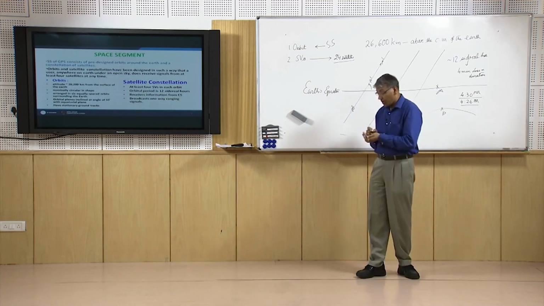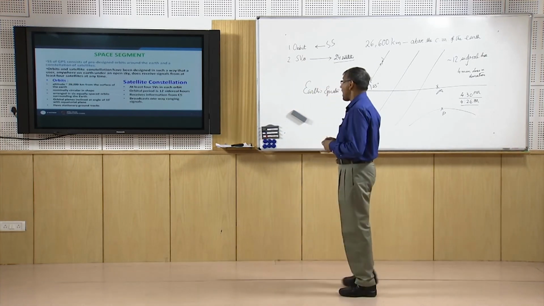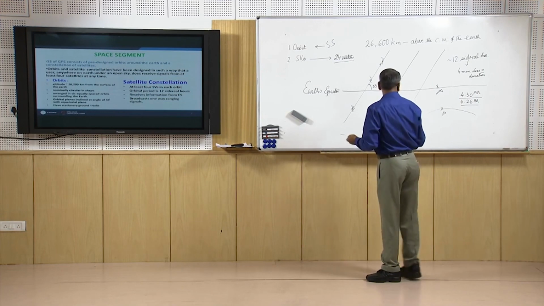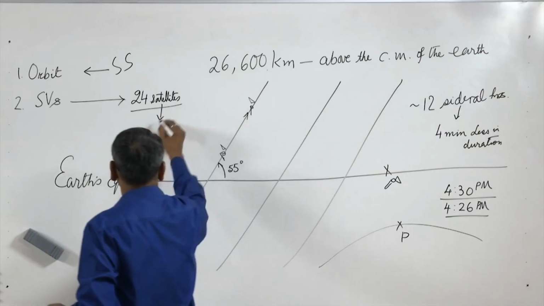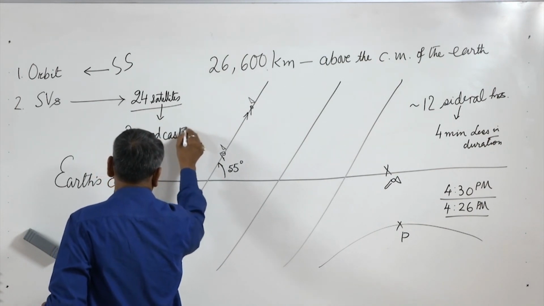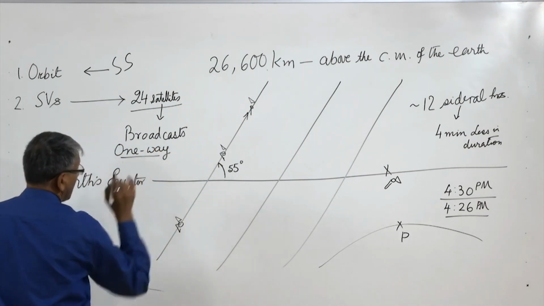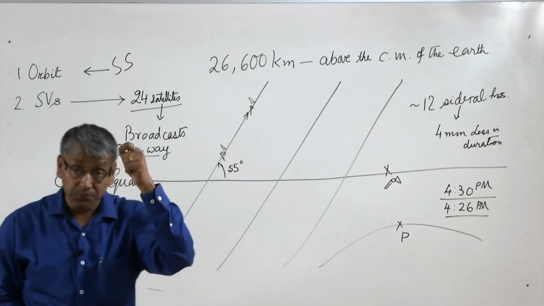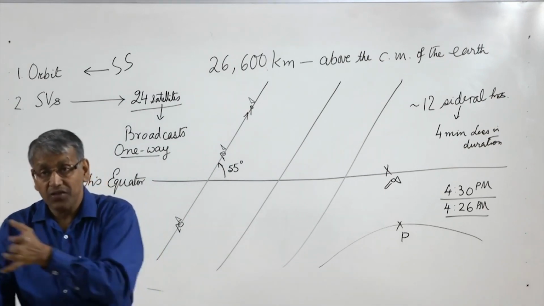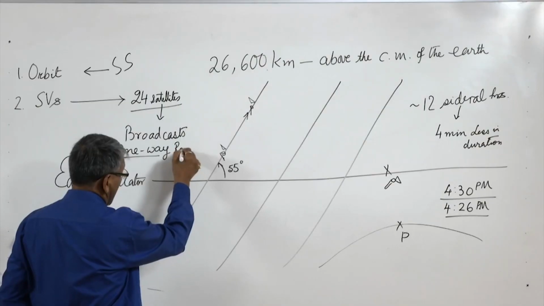So 12 sidereal hours is the orbital period of the satellite around the earth, and these satellites broadcast a one-way ranging signal. It is one way because only the satellites broadcast the signal, and the receivers in the user segment as well as in the control segment receive that signal, and that is called the ranging signal.